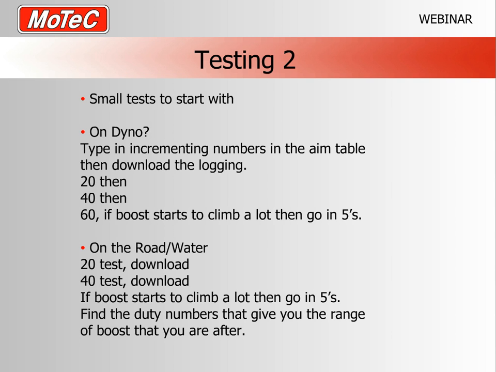All right, so testing. Start with small tests. I call it having a bit of a look. Now, you could be on an engine dyno, a chassis dyno, you could be on the water, you could be on the track. What you need to do is get some small request numbers in that boost aim table. So start right down at 20 or even 10. And simply put your foot down and just quickly come up into the revs until you feel the boost coming on, or if you've got a boost gauge or a dash, have a look. Just have a quick look and make sure nothing's getting out of control.